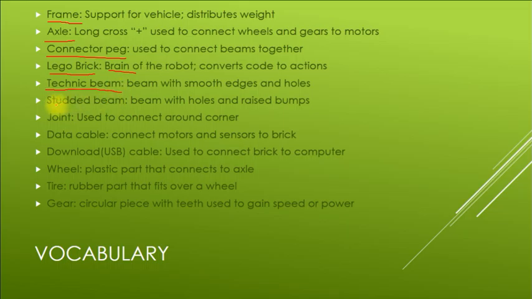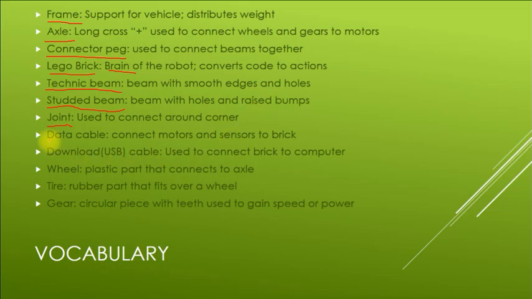And then its companion, a studded beam. This is more kind of close to the more traditional type of Legos with raised bumps on one side, but also has holes in the side that you can use connector pegs with. You can use these to make frames or like a bulldozer attachment or something like that. You have joints. These are used to kind of go around corners. You'll see pictures of these as you're working on illustrating your vocabulary.